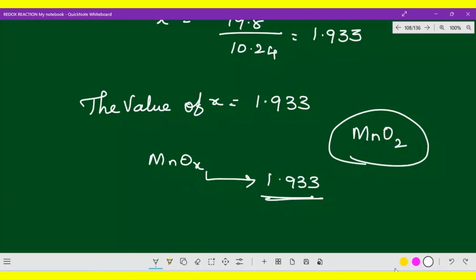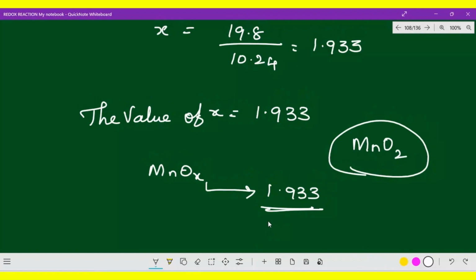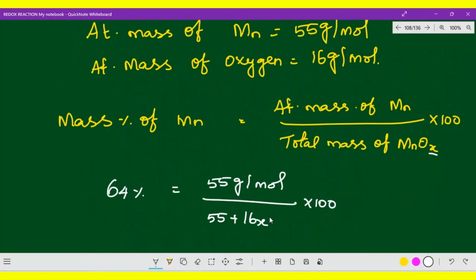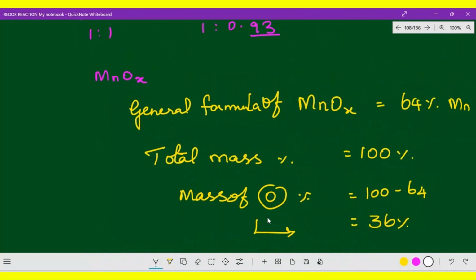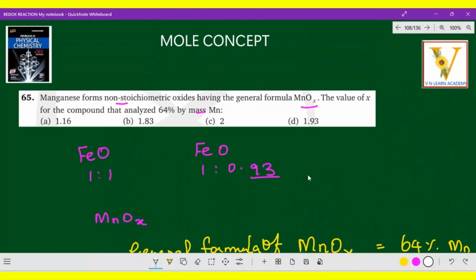Now this is the non-stoichiometric form with that X value. I hope you got the clarity: what do we mean by non-stoichiometric form, and how to analyze this question. Now, which is the correct option in this question? It is 1.93, so option D is the correct option. I hope you got the clarity. Come on, let's go to the next question.